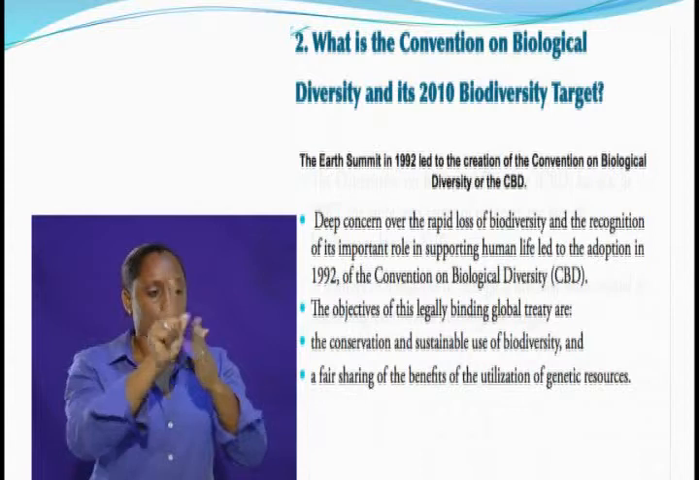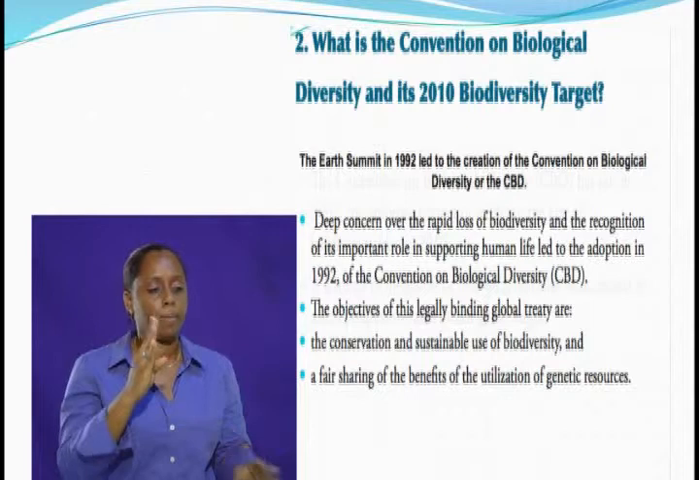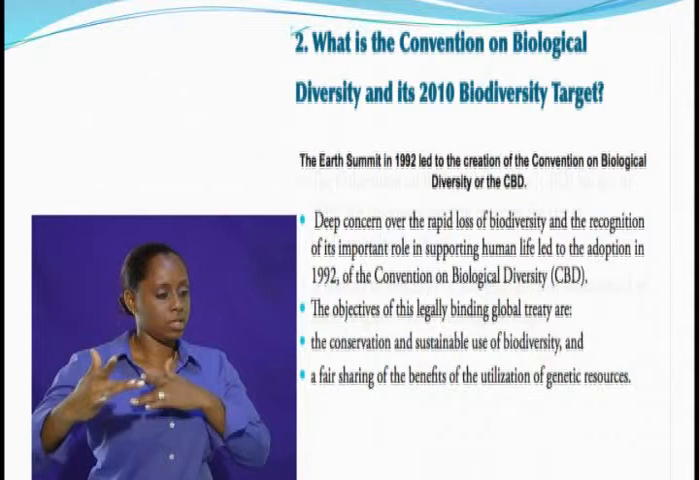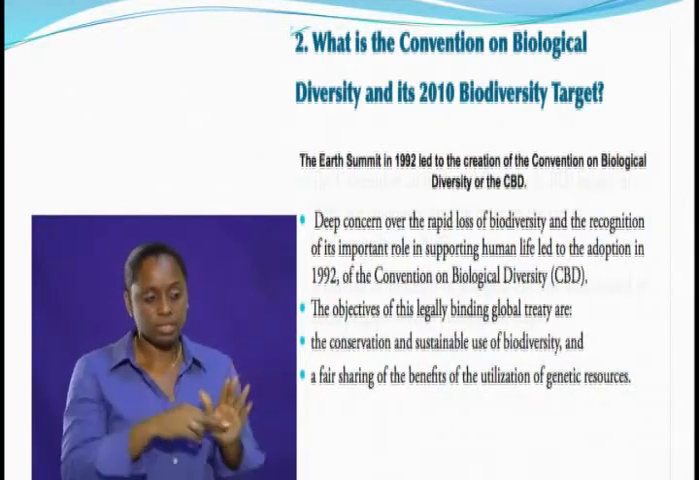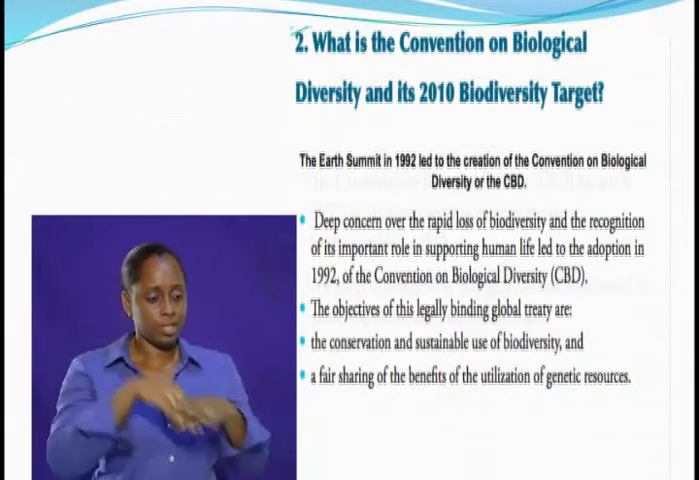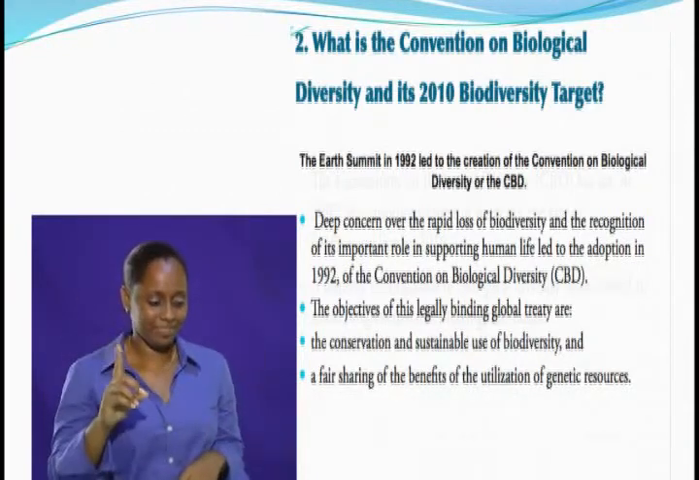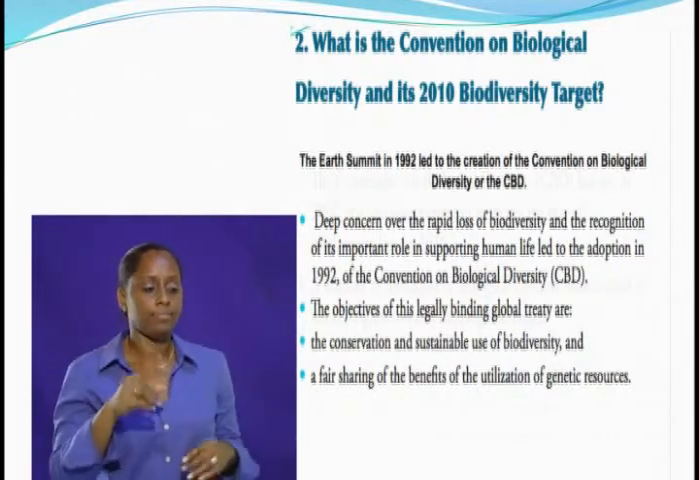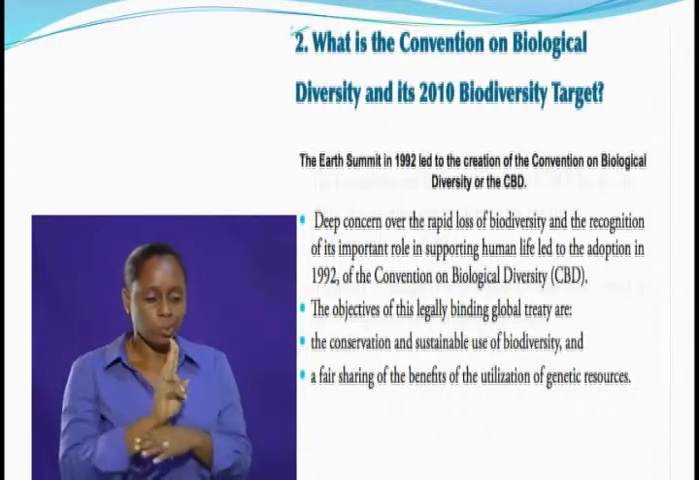The Earth Summit in 1992 led to the creation of the Convention on Biological Diversity, or the CBD. Deep concern over the rapid loss of biodiversity and the recognition of its important role in supporting human life led to the adoption in 1992 of the Convention on Biological Diversity. The objectives of this legally binding global treaty are the conservation and sustainable use of biodiversity and a fair sharing of the benefits of the utilization of genetic resources.